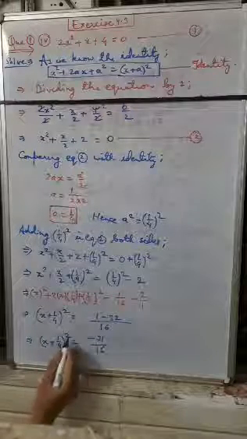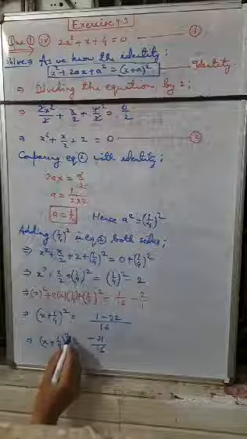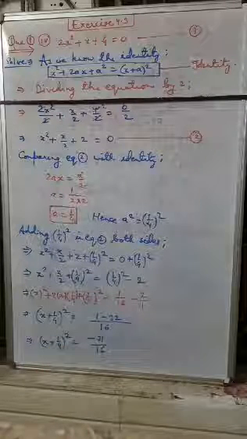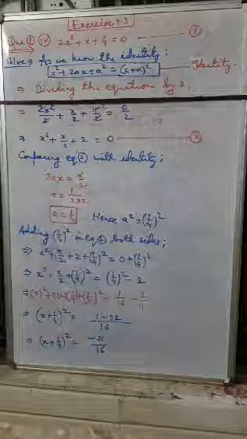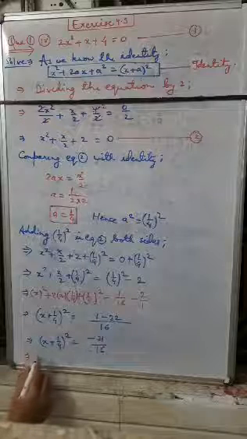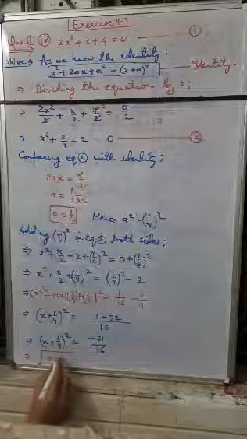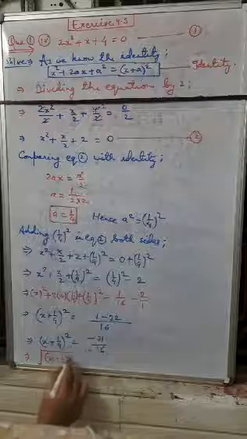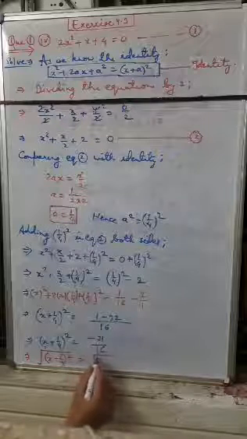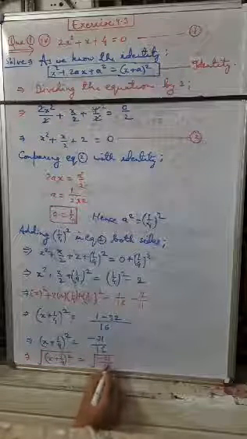For removing the square from (x + 1/4)², we need to take the square root on both sides. So taking the square root on both sides, x + 1/4 is equal to the square root of minus 31/16.